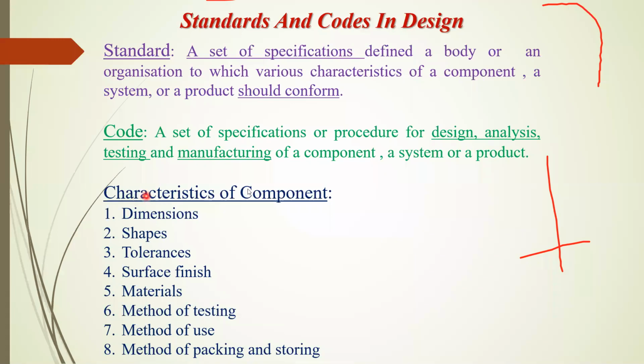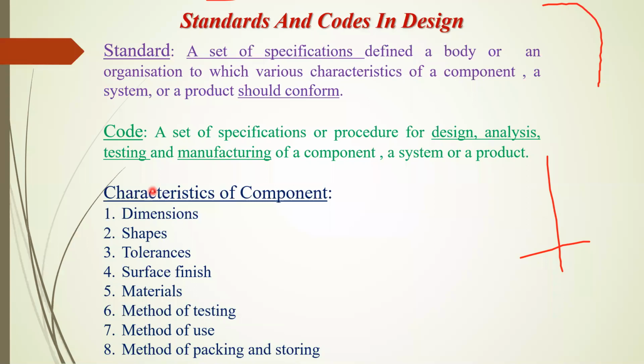For standards, the characteristics of components given are dimensions, shapes, tolerances, surface finish and material standards. Method of testing, method of use, meaning how the use is to be carried out, and method of packing and storing come under the code. So that is the basic difference between standard and code.